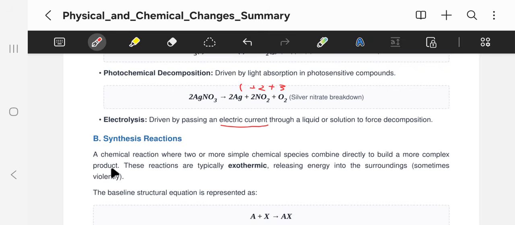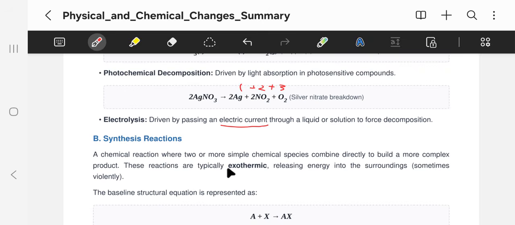more complex product. So this means that with a synthesis reaction, we will have a reversal of this situation. Basically, it's an opposite of a decomposition reaction. Whereby our reactants will be more than one. It will be two reactants or more, and they will react to form one product.